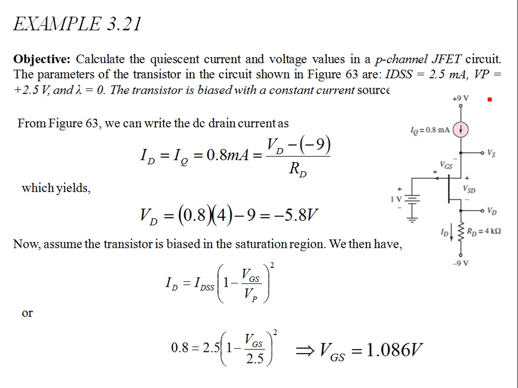Now let's consider another example. This is 3.21 from your course text, and the objective is that you have an independent current source of 0.8 milliamps at the source of a P-type JFET. I can write this as P-type because the channel is P-type. This is a P-type JFET. You can also look at the symbol. The direction of the current is reversed. In this case, it's like this.